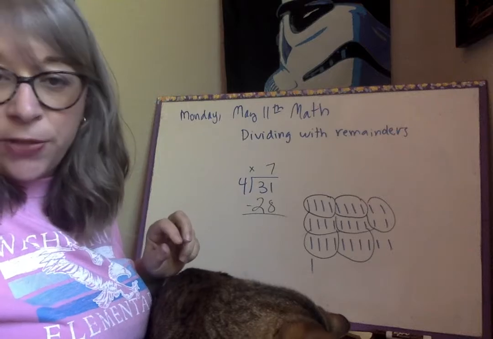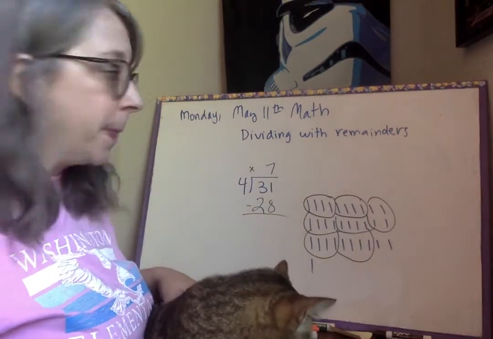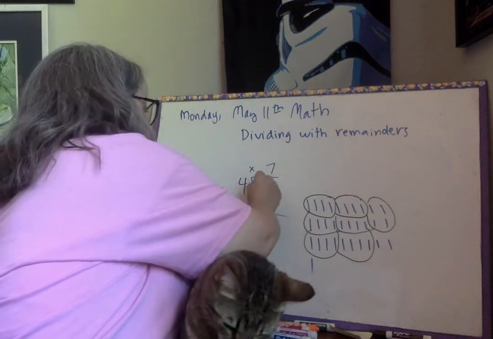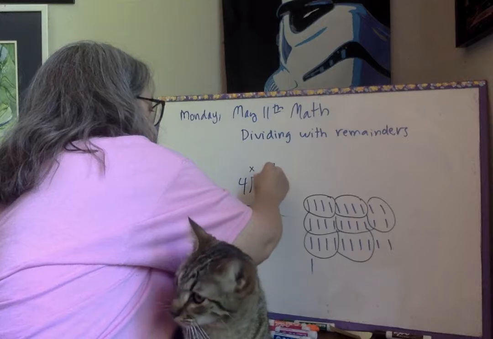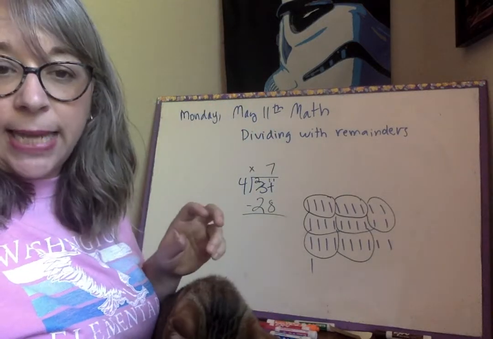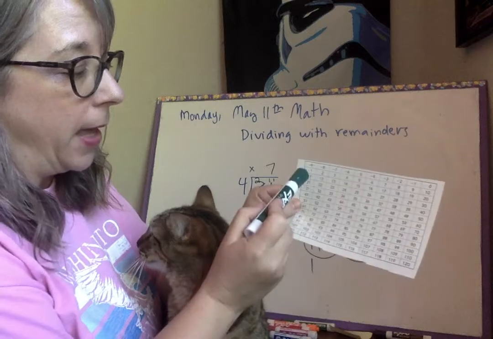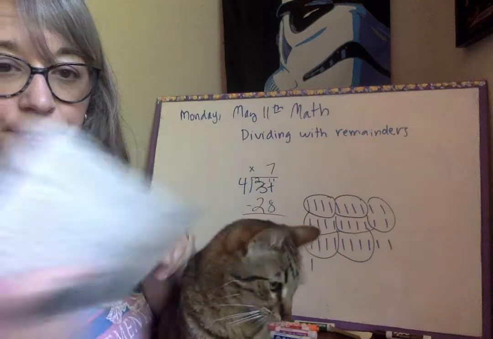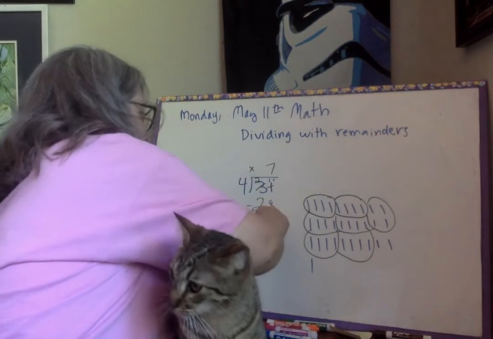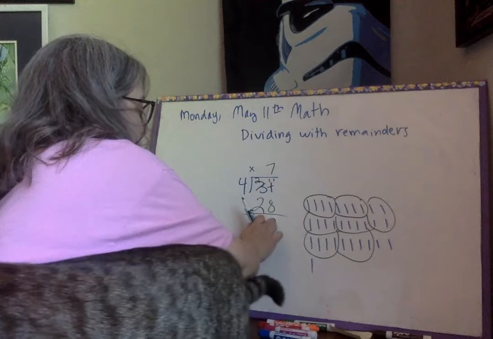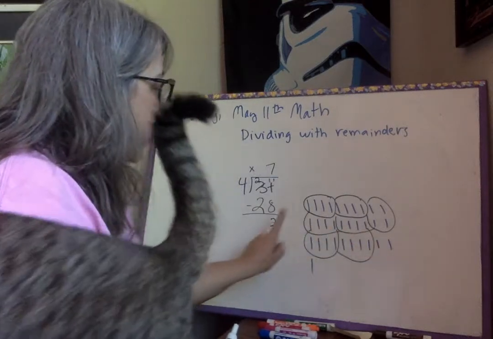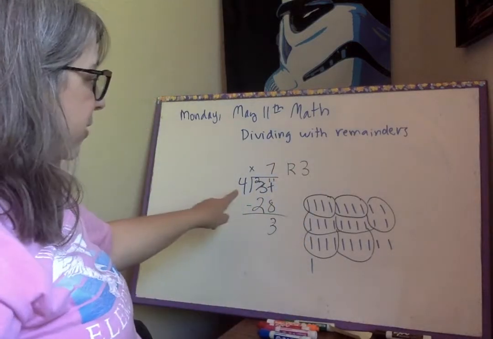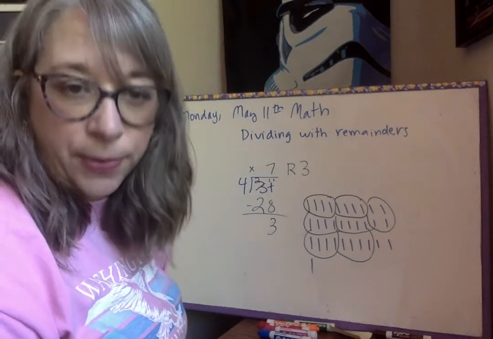If you need to use a number grid, you may use a number grid. But remember, if we have 8, can we take 8 out of 1? We cannot. So we're going to borrow, and that becomes 11. So now we can say 11 minus 8. 1, 2, 3, 4, 5, 6, 7, 8. So 11 minus 8 is 3. And looky there, 1, 2, 3. Here's 3. So our remainder is 3. Our answer is 7 with a remainder of 3.